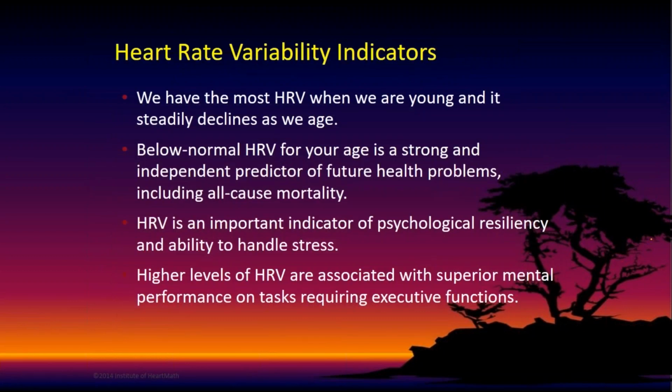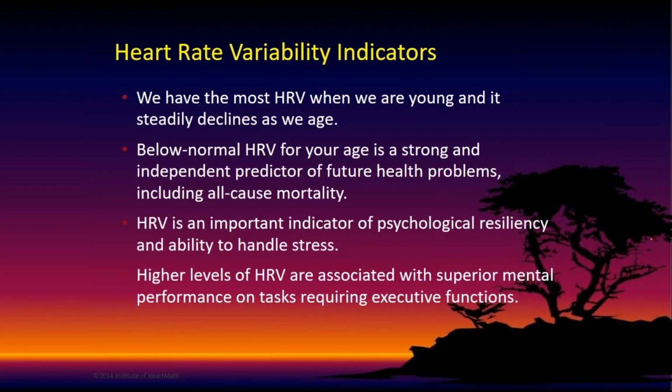So, heart rate variability indicators. In other words, why is this important? Why are we looking at this? We have the highest heart rate variability when we are young, and it steadily declines as we age. And this is for all of us, by the way. It's not just for certain individuals. It just slowly, gradually decreases as we age.